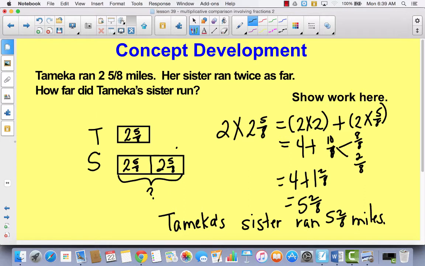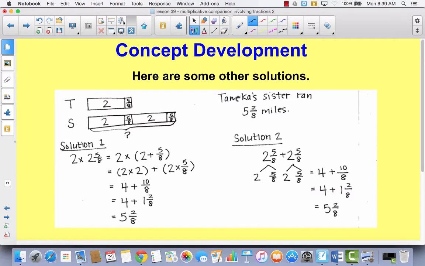So let's think, does that make sense? If Tamika ran 2 5/8 miles and her sister ran twice as far, does 5 2/8 miles make sense? It does make sense. Now, if we said she ran 1 mile, that wouldn't make sense. If we said she ran 50 miles, that wouldn't make sense. But 5 2/8 does make sense. So let's take a look here for a minute at another model. You can see that this is a model that someone else has drawn, and they did the same thing we did, 2 5/8, and then 2 5/8 2 times.